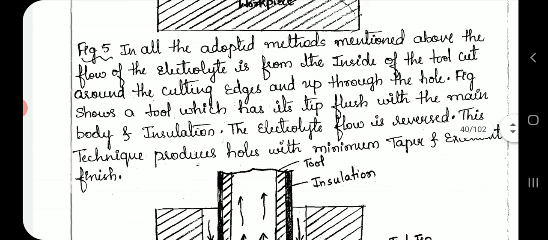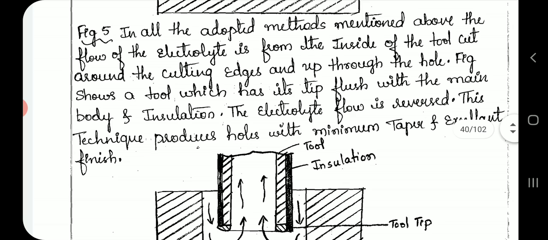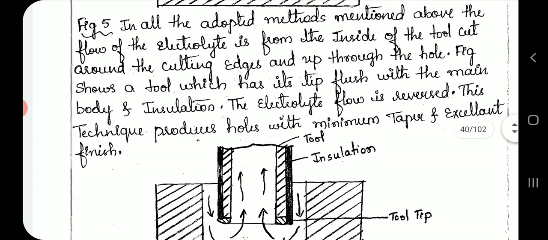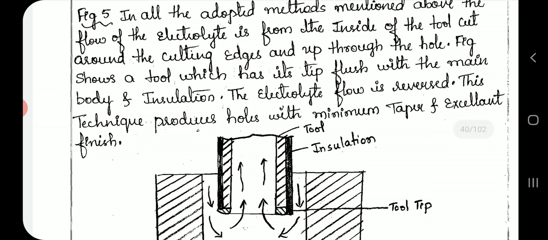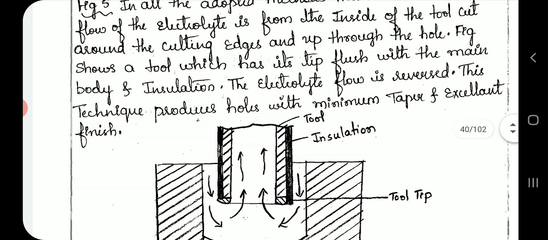Figure 5. In all the methods mentioned above, the flow of the electrolyte is from the inside of the tool, out around the cutting edges and up through the hole. Figure 5 shows a tool which has its tip flush with the main body and insulation. The electrolyte flow is reversed. This technique produces holes with minimum taper and excellent finish.